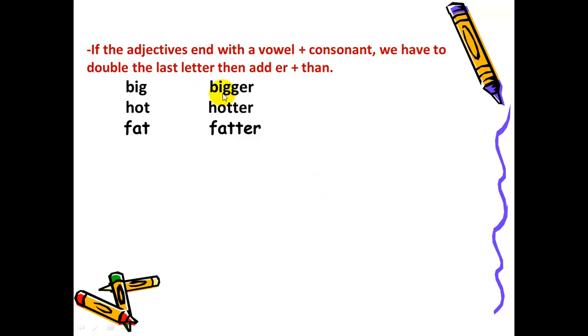And as I told you before, if we have one vowel plus one consonant, I'll double the consonant, then add er. It will be bigger. Here for hot, if I have one vowel plus one consonant, I'll double the consonant, then add er. It will be hotter. If we have fat, I have one vowel plus one consonant, I'll double the consonant, then add er.